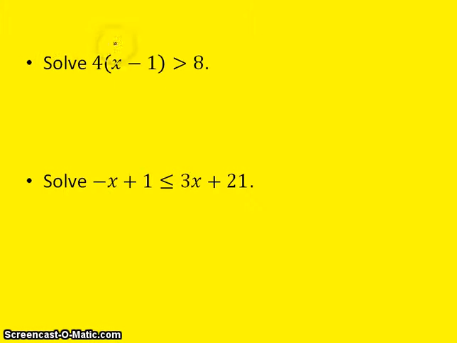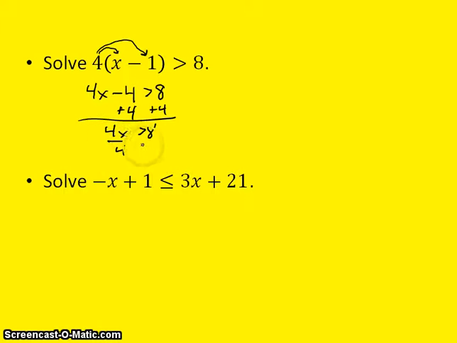The other thing we need to watch out for is simplifying both sides before we do anything else. So in this first example, we have to distribute the 4 to the x and the minus 1. So 4 times x is 4x, minus 4 times 1, which is 4, is greater than 8. So the first thing you do is make sure you have both sides simplified, and now we can solve. Add 4 to both sides. So 4x is greater than 8. Divide by 4. X is greater than 2.